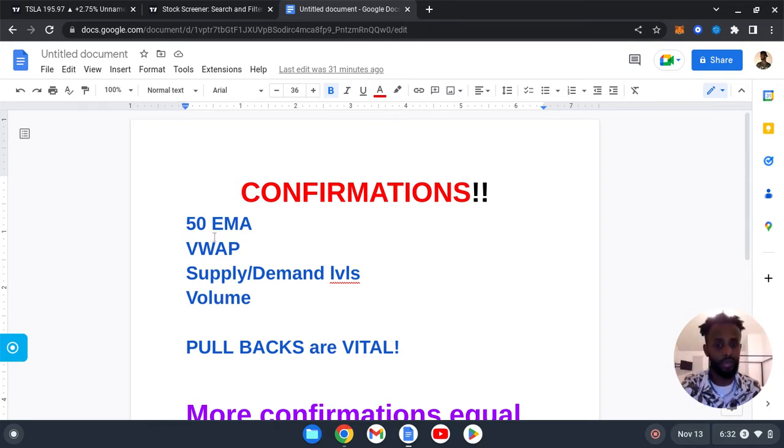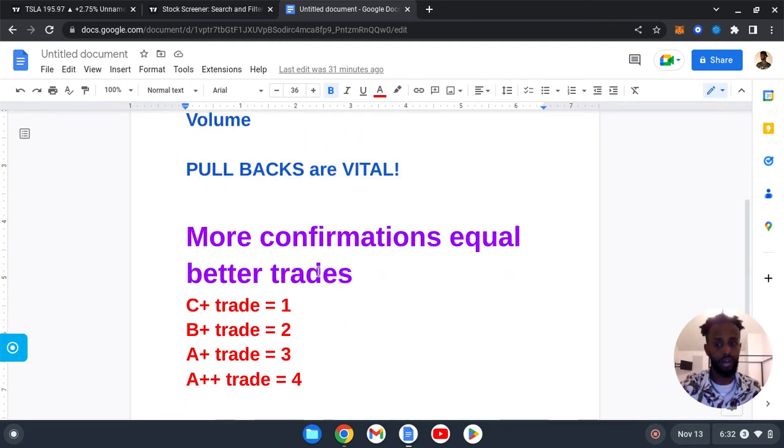If you have just one, or two, or three, it depends on what you have. I wrote these down. If you have just one confirmation, that's a C+ trade. I wouldn't say I wouldn't take that trade, but I would be more hesitant and play with less money. Two confirmations, three confirmations, and four would be super ideal. At least two to three confirmations before entering a trade.